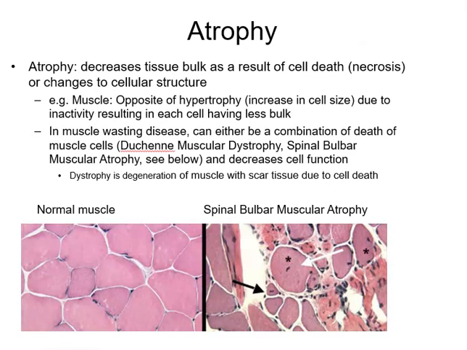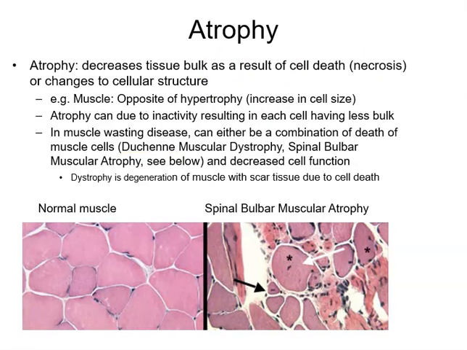So to start off, we'll look at atrophy. And atrophy is a term that's used where there is a decrease in the bulk of a particular tissue. That's often associated with death of a particular tissue, such as where you've got necrosis going on, or sometimes changes to cellular structure. So starting off with atrophy, you'll come across atrophy in many different disease situations, but atrophy is a decrease in tissue bulk, often as a result of cell death, or necrosis, or changes to cellular structure resulting in a reduction of that tissue bulk.